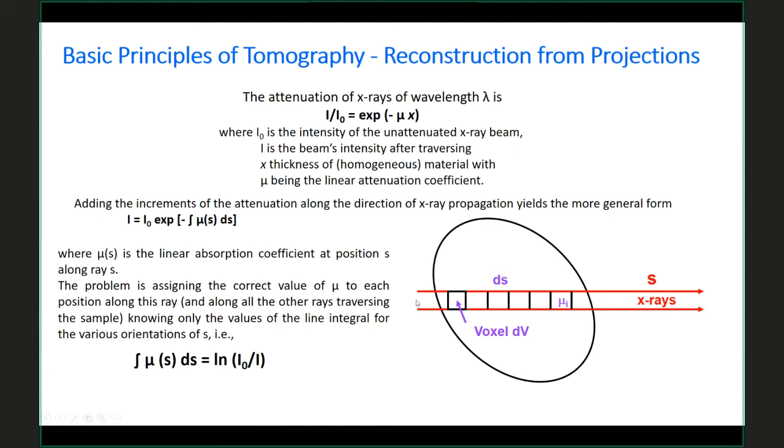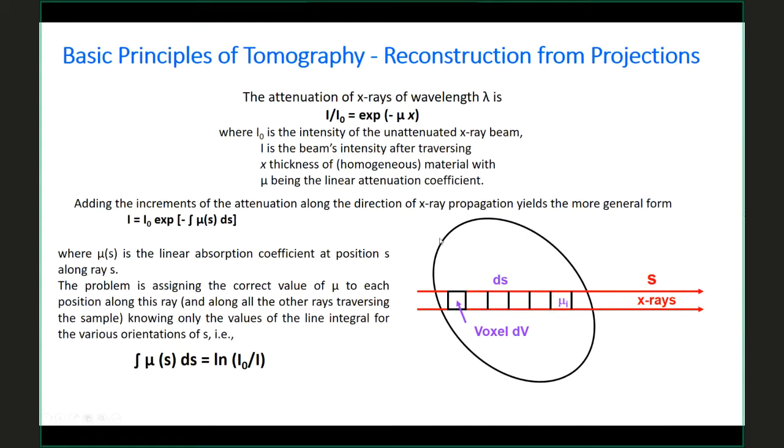So what happens as the beam goes through the sample is you're measuring this line integral of mu of s ds. And what we would like to do is to figure out not the line integral, but the value of mu at each of these voxels. But all we've measured is basically the sum, or the line integral, through all the voxels on that ray path. So the solution to that problem is not at all obvious.